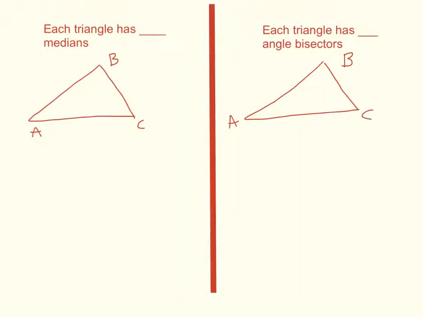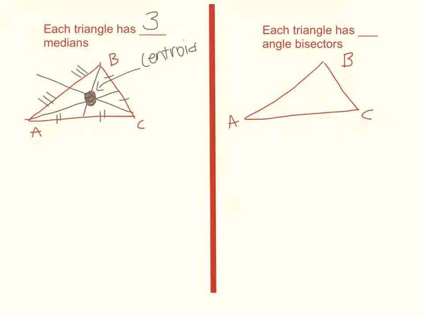When we talk about medians, each triangle has 3 medians. Remember the median, we start at the vertex, we drop it down. Those are congruent. I drop it down. These are congruent. And then drop it over. These are congruent, and all of them meet at one spot, and where they all meet is called the centroid.